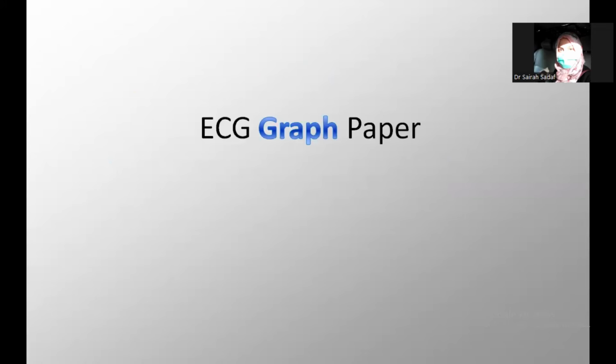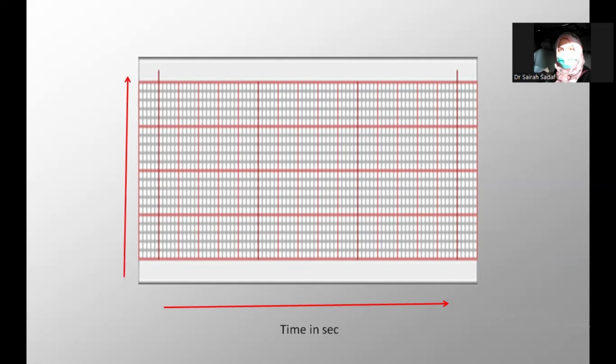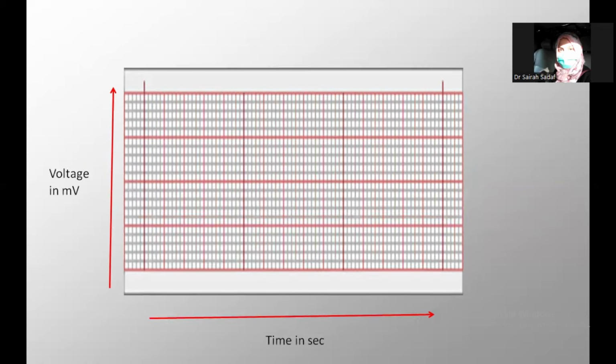Now let's have a look at the ECG graph paper. As we all know, graph papers have an x-axis and a y-axis, horizontal axis and vertical axis. Now this one is the horizontal axis and this one here is the vertical axis. The horizontal axis represents time in seconds, while the vertical axis represents voltage in millivolts, right?